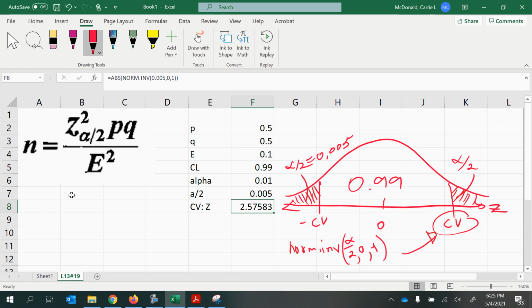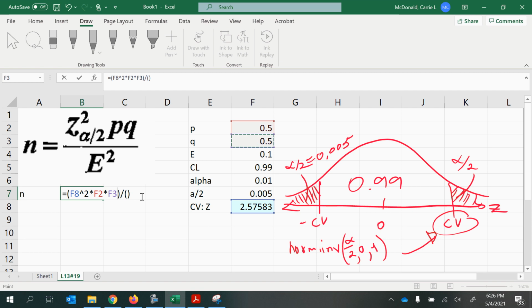So now all we need to do is plug all of this into our formula. So n equals, and we'll do a top and a bottom. In the top, we're going to have our z-score to the power of 2 times P times Q. In the bottom, we'll have our E, margin of error, to the power of 2.